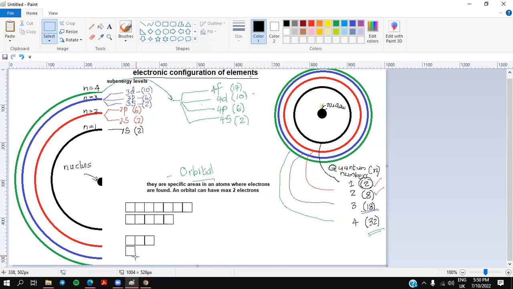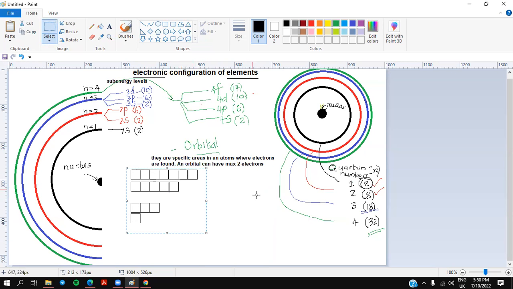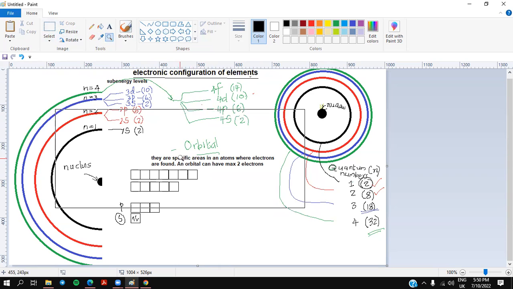I have given it in a different diagram here. And the S sub-energy level contains just one orbital. Why? There are only 2 electrons, so it can have maximum 2 electrons. When you go to the P sub-energy level, P can have how many electrons? P can have only 6 electrons.